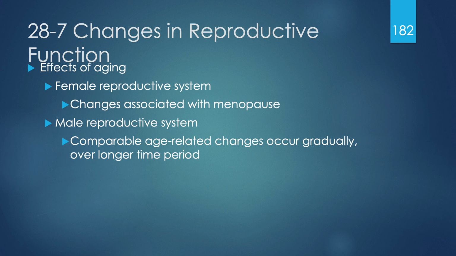Now let's discuss the effects of aging on our reproductive function. In the female reproductive system, the changes that are experienced are all associated with menopause, which is the cessation of the monthly menstrual cycle. In the male reproductive system, there are comparable changes that occur, and they occur gradually, but they extend out over a longer period of time.